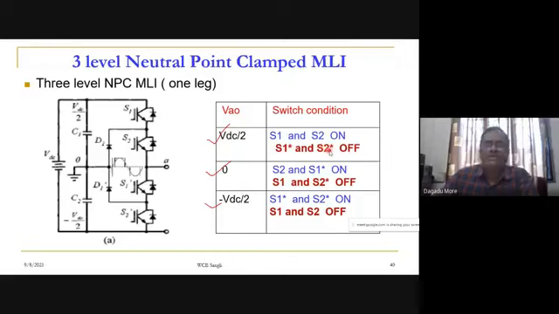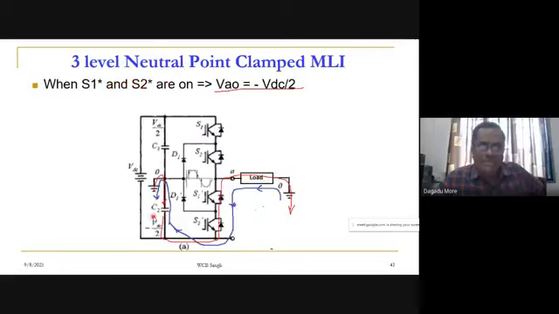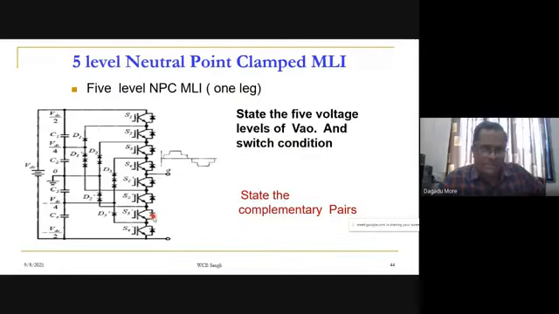S2 and S2 star, they are complements. Out of S1 and S1 star, any one will be on. Similarly, out of S2 and S2 star, only one device will be on. That concept we call a complementary pair. So in each leg we have 2 complementary pairs, and totally we have 6 complementary pairs.